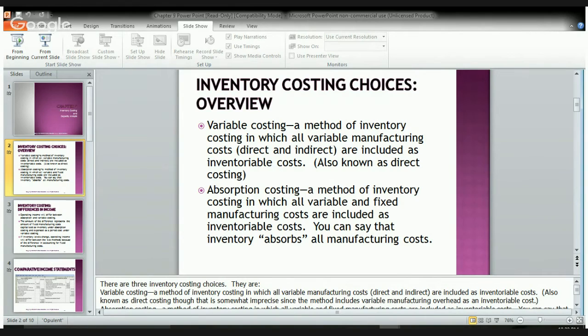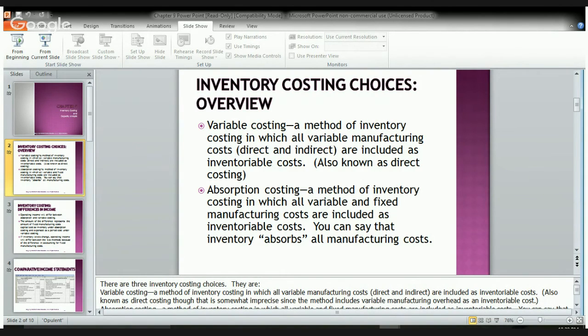So let's look at the difference. Let's compare them. This is actually located on page 337 in your book. In the first question that they ask, are fixed manufacturing costs inventoried? Under variable costing, fixed manufacturing is not inventoried, because remember, variable costing only includes the variable cost of the production, has no fixed costs involved. But in absorption costing, remember, all manufacturing costs are involved. That's including both fixed and variable.